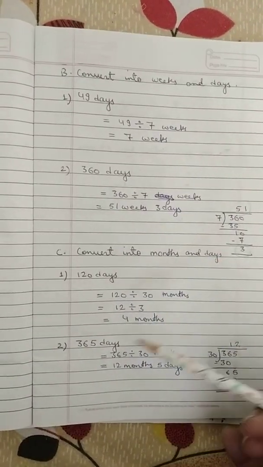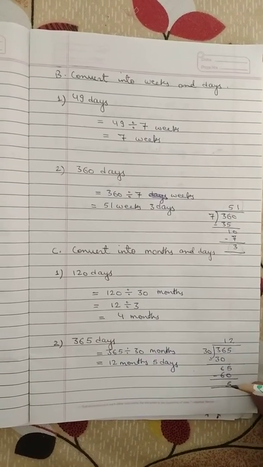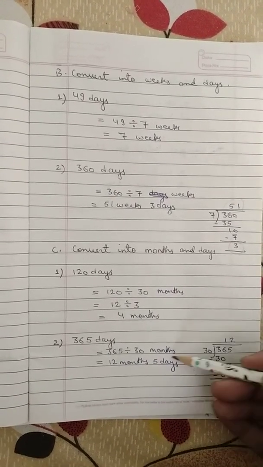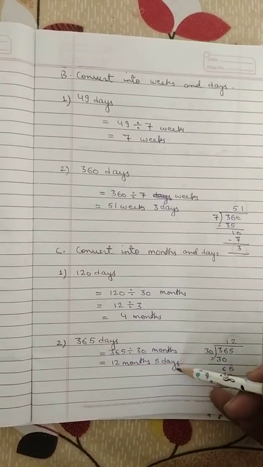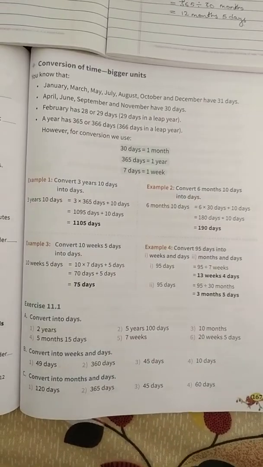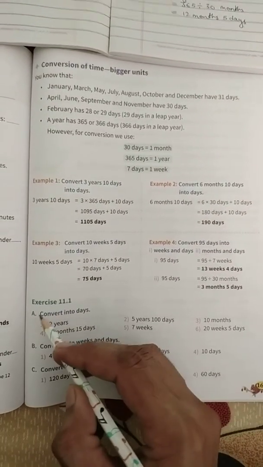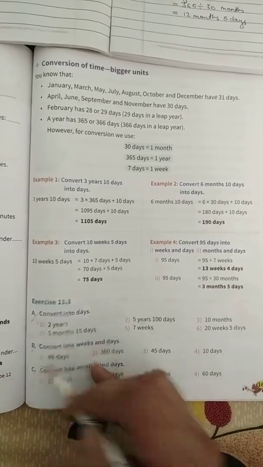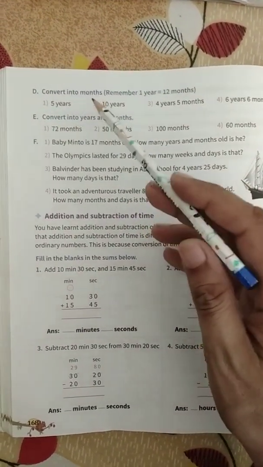Okay. Second, 365 days divided by 30. When we divide by 30, the remainder will be 5, and the quotient will be 12. So 12 months and 5 days. Okay. Now you have to do the other remaining parts of B and C. You have to do all questions of A, B and C. Part D and E you have to do by yourself.